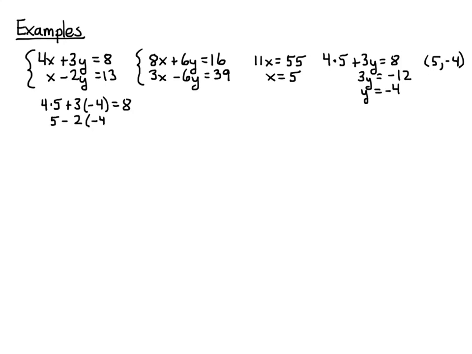So I'll check them in the original equations, and lo and behold, I'm good. So 4 times 5 plus 3 times negative 4 is 8. 5 minus 2 times negative 4 is 13. And so we're good to go.